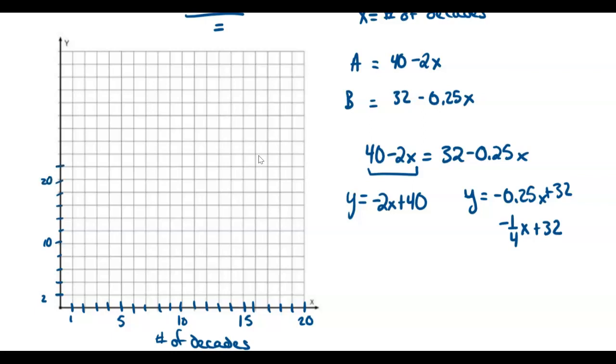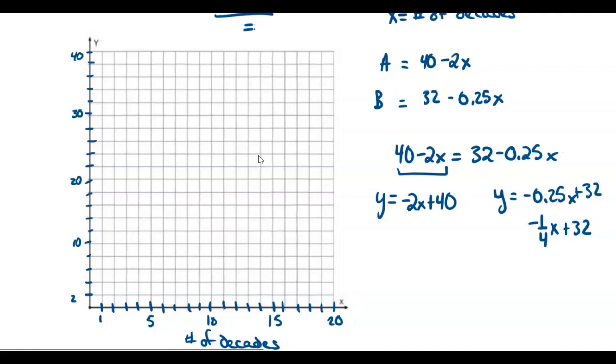Make sure to write neatly enough that you can tell where your marks are. So 22, 24, 26, 28, 30, 32, 34, 36, 38, 40. And so this is how big the glacier is in terms of square miles. Okay, so Glacier A starts at 40 and then it goes down 2 per decade.